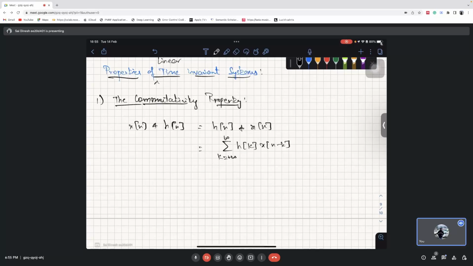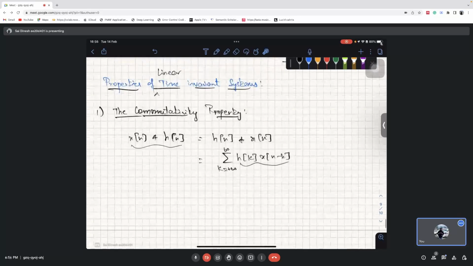So this can actually be verified by changing the variables. Once we expand this in terms of the convolution sum, we just need to apply the change of variables and then we end up with this formula. So the output of an LTI system with input x of t and impulse response h of t is identical to the output of an LTI system with input h of t and impulse response x of t, right? So that is the commutativity property.